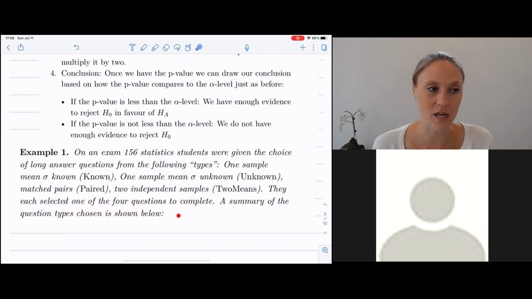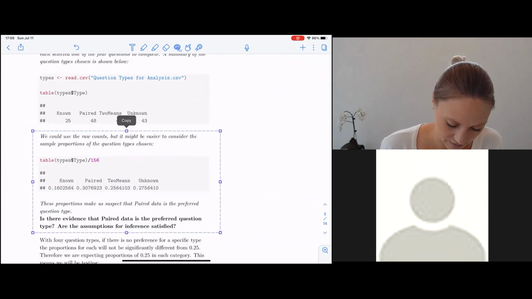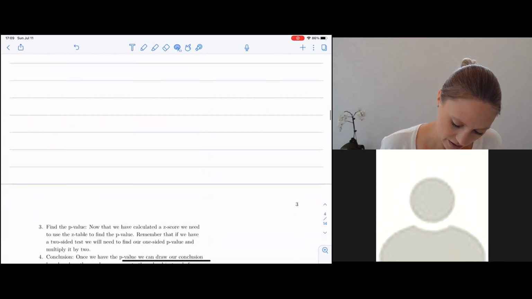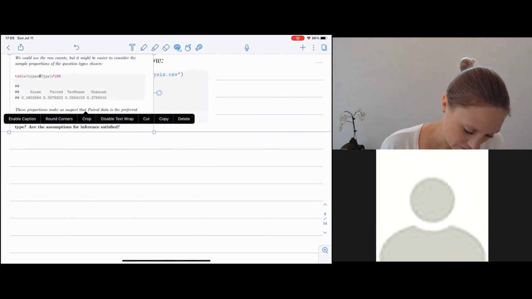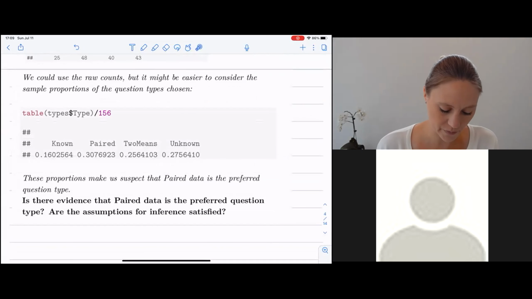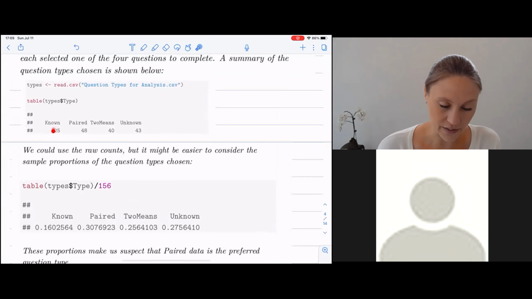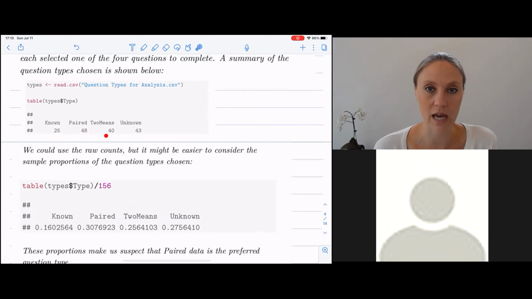So it might be easier to think about these if we talk about them in terms of proportions, right? Those raw counts are really hard to compare, I find, at least, or it can be. So we could use the raw counts, right? These are the number of successes in each of the categories.